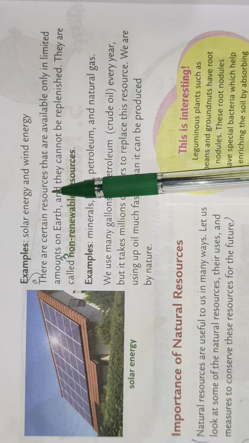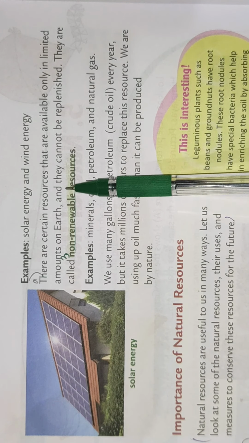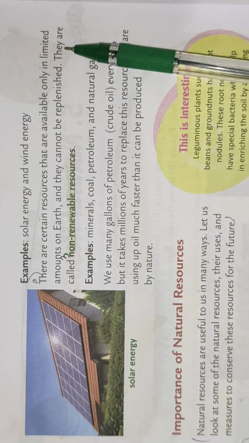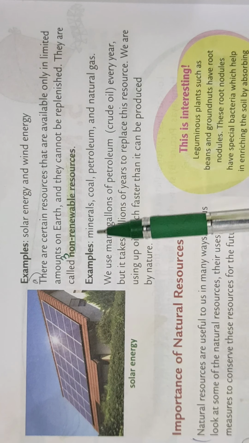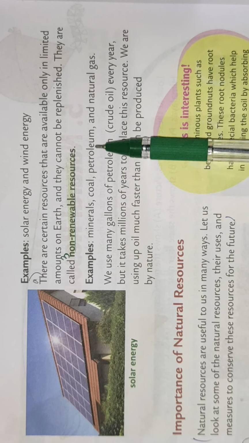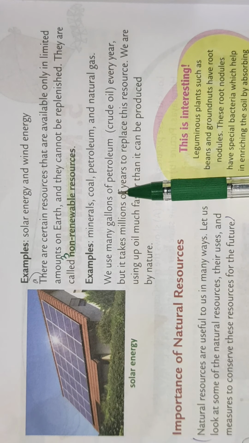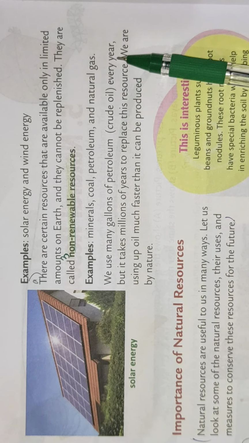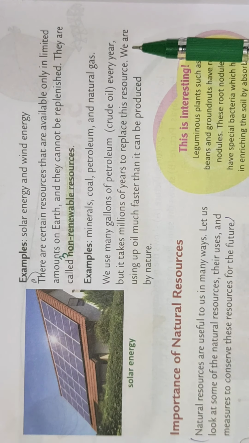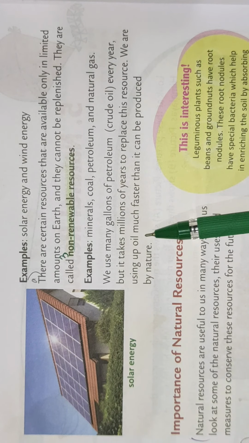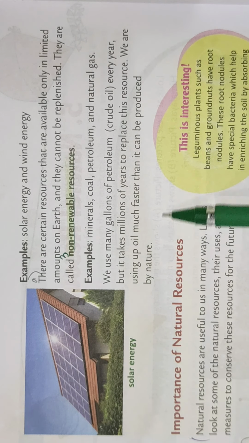There are certain sources that are available only in limited amounts on Earth, and they cannot be replenished. They are called non-renewable resources. Examples: minerals, coal, petroleum, and natural gas. We use many gallons of petroleum crude oil every year, but it takes millions of years to replace this resource. We are using up oil much faster than it can be produced by nature.